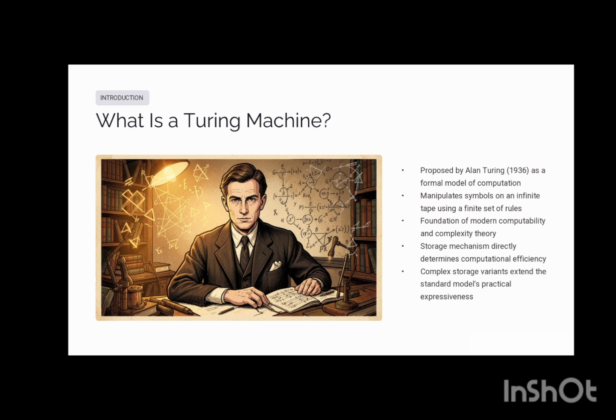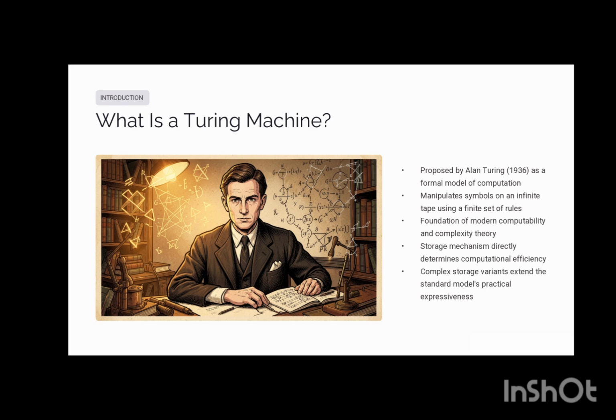Alan Turing introduced his machine in 1936 to address Hilbert's problem. The Turing machine consists of an infinite tape divided into cells, a read-write head, and a finite control unit. It reads symbols, writes new ones, moves left or right, and changes states based on a transition function.